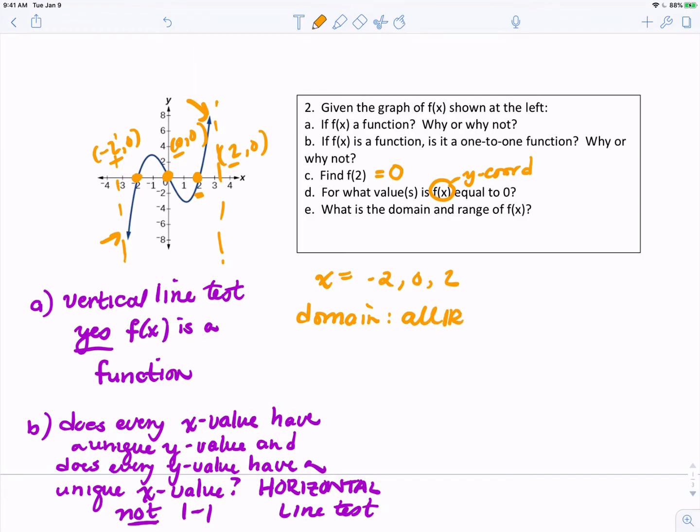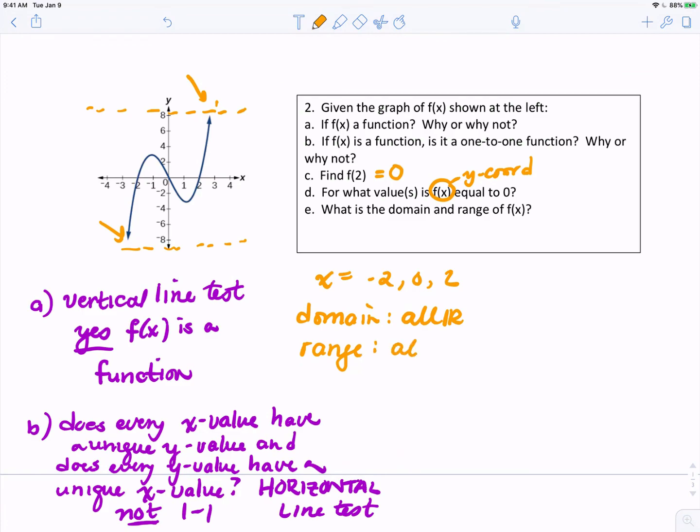Let's take a look at the range. Now for the range, what we're looking at is the y values. So let's take a look at the y values here. So if we start on the y-axis, notice that it has an arrow, meaning it keeps on going. And if we look at the top here, on the y-axis, it also has an arrow, meaning it keeps on going. And so we see that the range is also all real numbers. And so that's problem number 2.